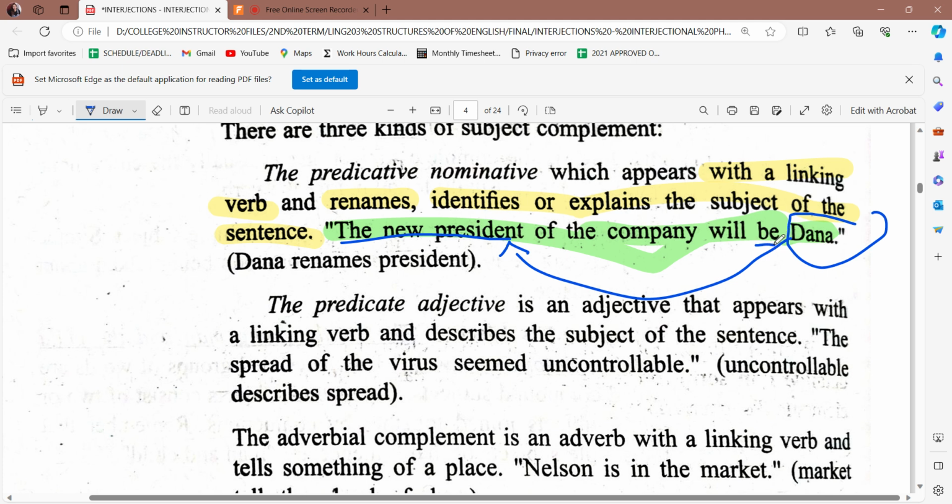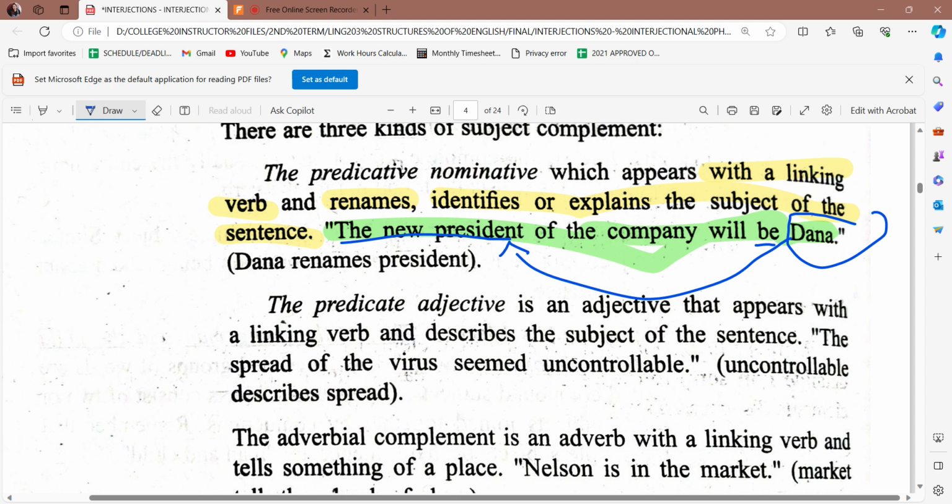Since it is with a linking verb, it accompanies the linking verb. So after the be, we have Dana, and Dana renames the subject, which is the new president. So therefore, the word Dana here is our predicate nominative. Okay. So next is the predicate adjective.